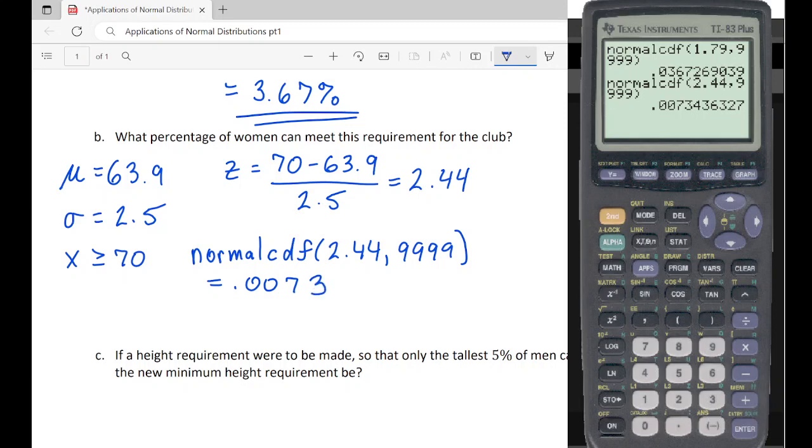0.0073. And again, we need the percentage. So we're going to move the decimal place over 2 spots to get our decimal to a percentage, which is going to give us 0.73%. So 0.73% of women meet the requirements for this club.